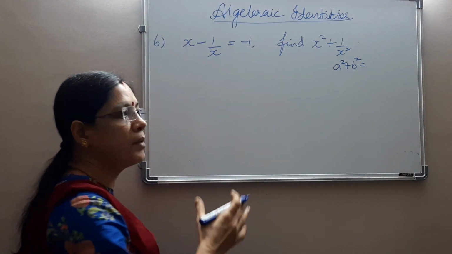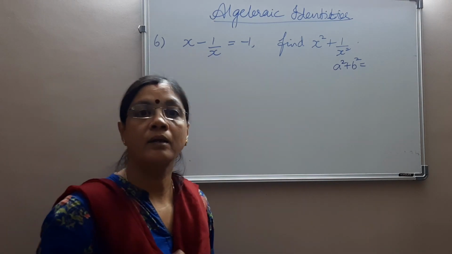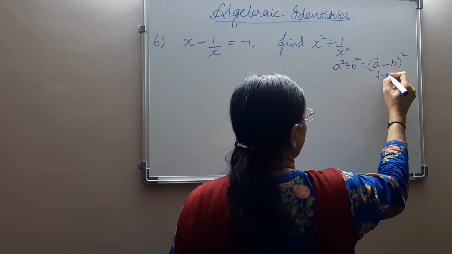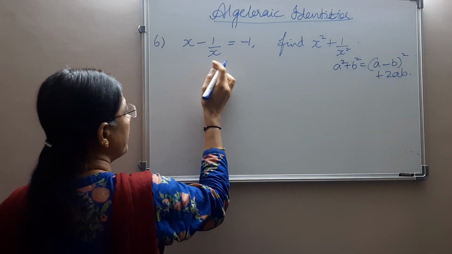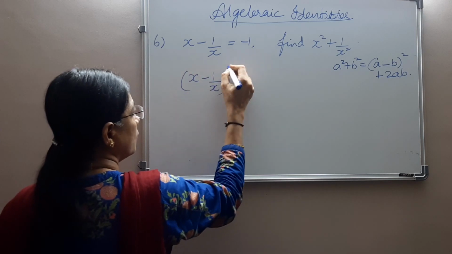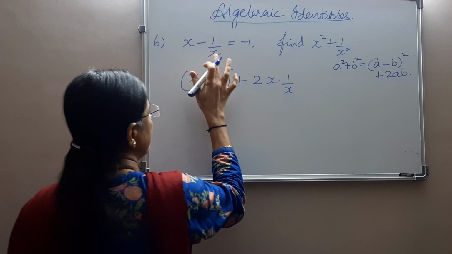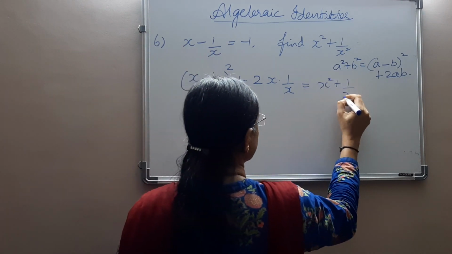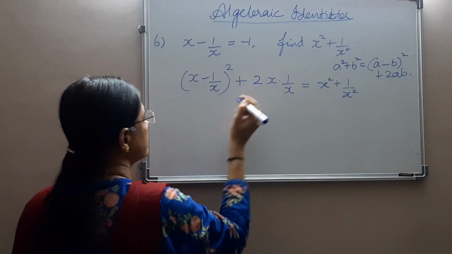That depends upon the sum I told you at that time. So now the sum is x minus 1 by x. So you need a minus b. Okay. So we take that formula, a minus b the whole square plus 2ab. So write it here. A minus b the whole square is x minus 1 by x the whole square plus 2 times x into 1 by x, because a, b is x and 1 by x, and this will certainly give you x squared plus 1 by x squared. That is what is asked, isn't it? That is a squared plus b squared which is asked.